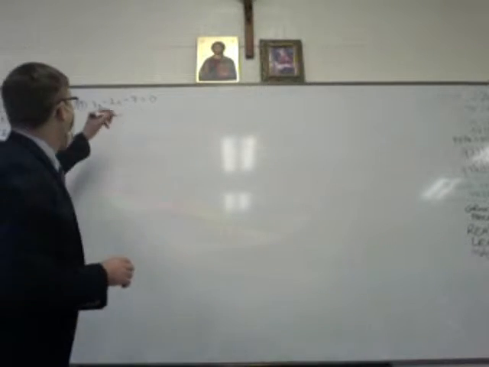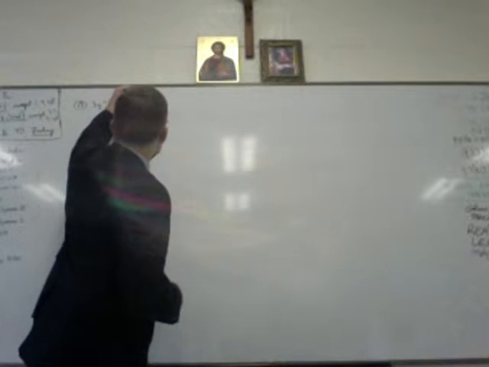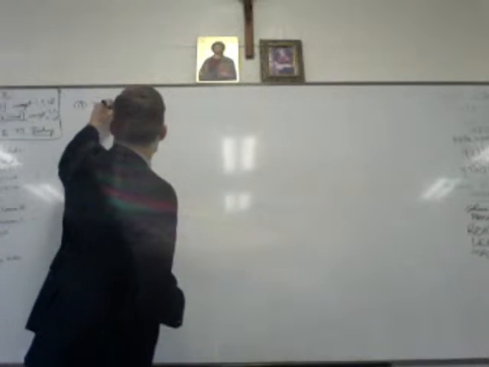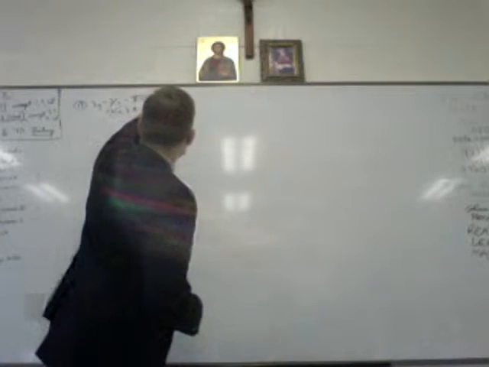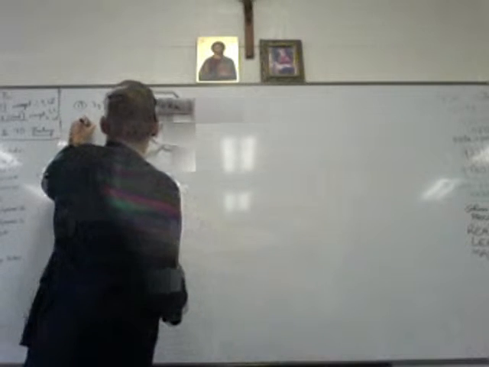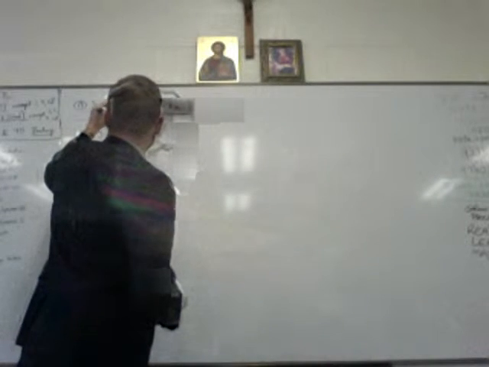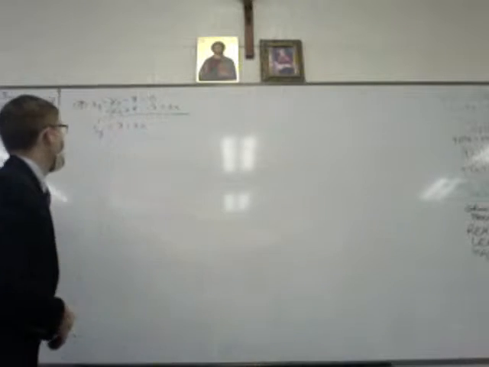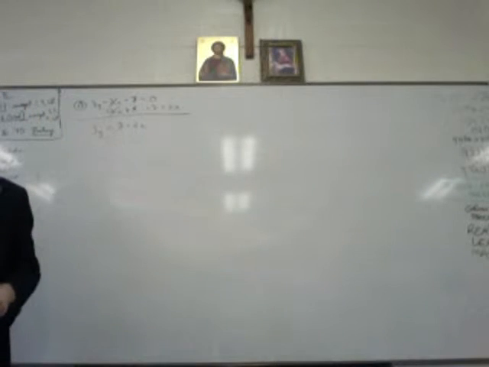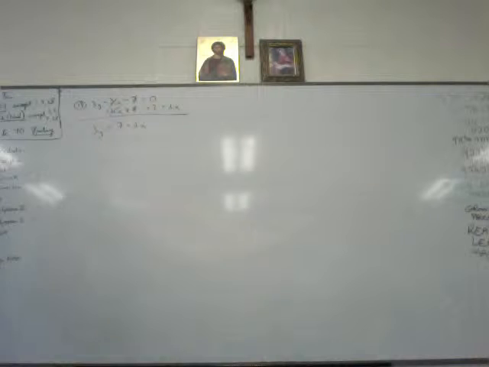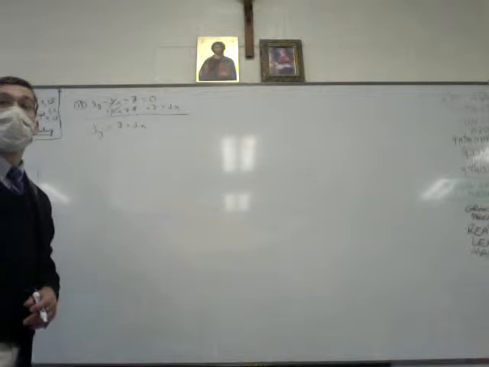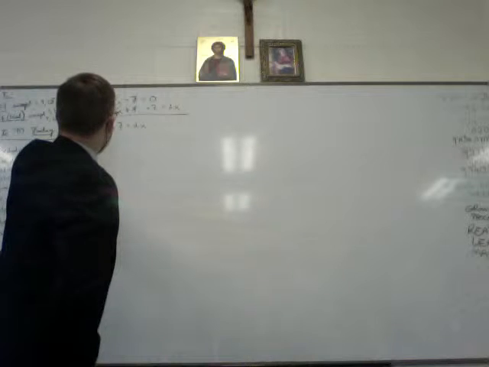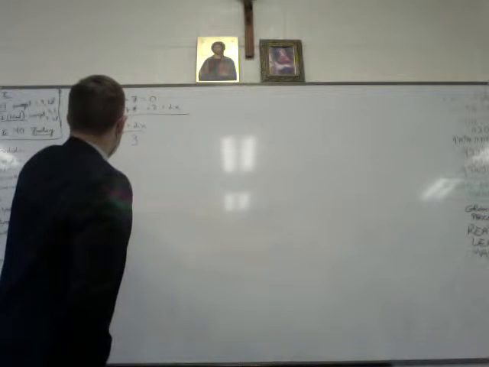Add 7. Add 7, what else? Then you're going to add 2x. Yeah, and add 2x. Okay, so we've got 3y equals what? 7 plus 2x, or 2x plus 7. Now what do we do to get y by itself? Divide by 3 on both. Divide by 3. So what do we get? y equals?